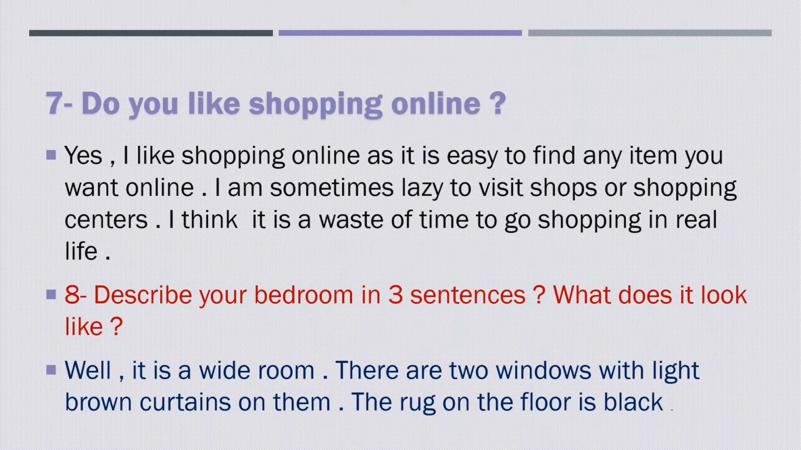What do we mean by the word curtains? These are pieces of cloth to be put on windows as a kind of decoration. Usually they are fancy pieces or colorful pieces with different attractive colors. This is a kind of decoration. And the rug on the floor is black. What do we mean by the rug? This is the cover on the floor. It is black. So this is a sample answer also. Another one would say a different answer.